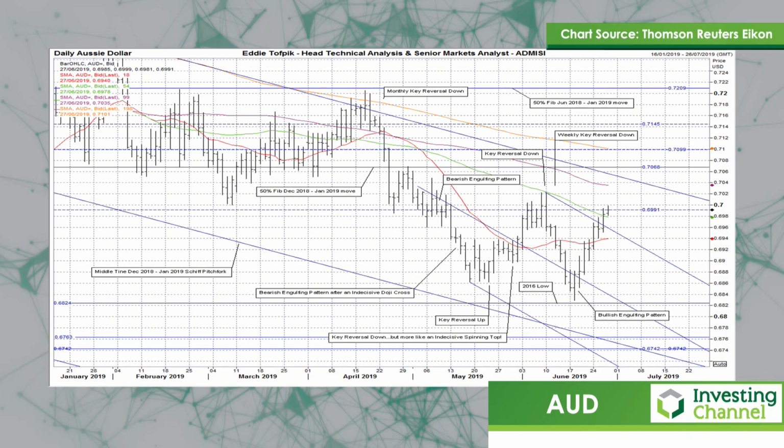Today, we've moved even higher and so far we've just edged up over the nearest overhead lesser Fibonacci line at 69.91. Overall, nothing in the big picture has really changed. We're still working lower between the upper tine, currently 70.56, and the middle tine, currently 67.57, of the big bearish December 2018 to January 2019 shift pitchfork.